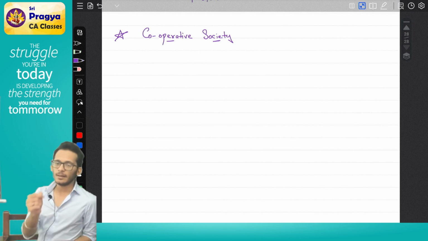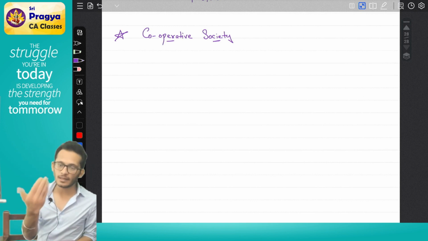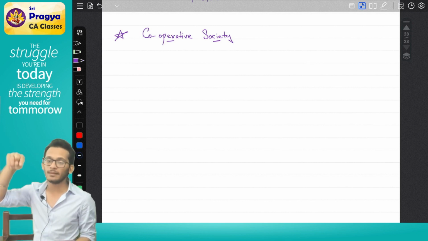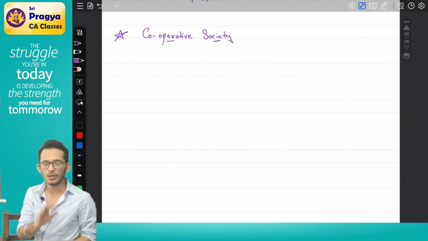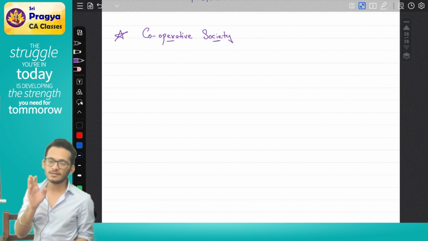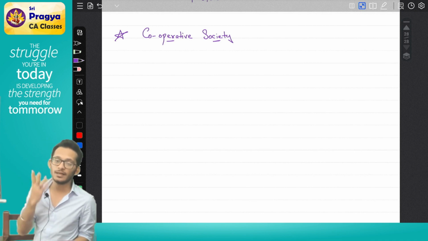Which means the money you have given to the apartment is coming back to you in the form of benefits. In that case, will the apartment be liable for tax on the money they are collecting from you? No. They will not be liable for tax on that money, because income tax says this is called the principle of mutuality.